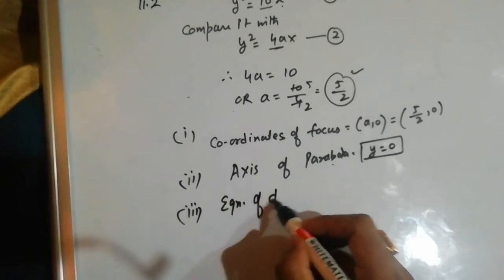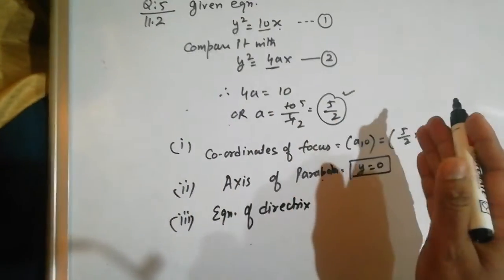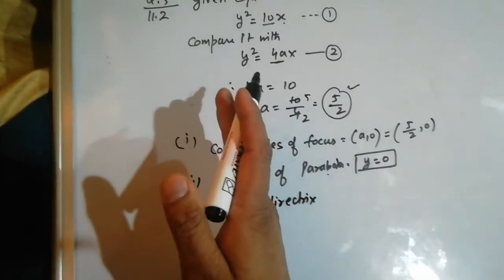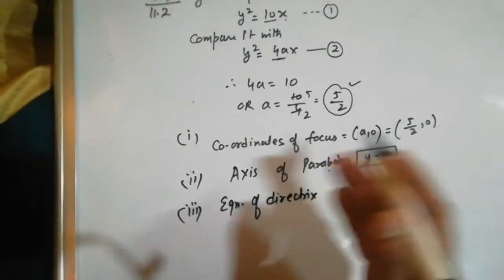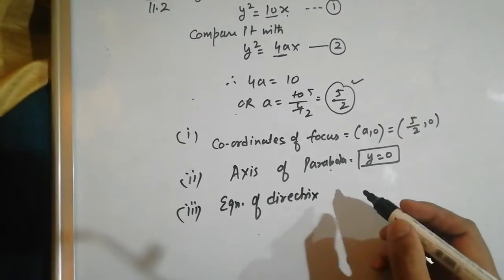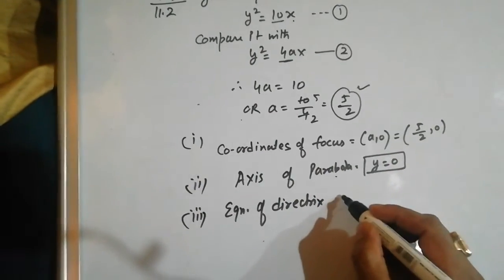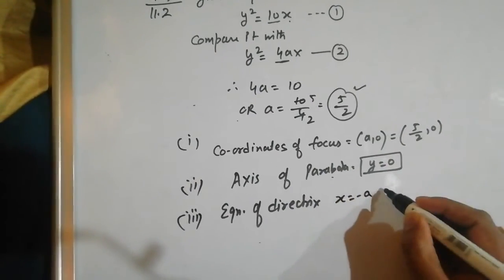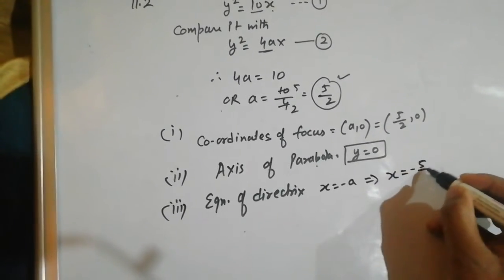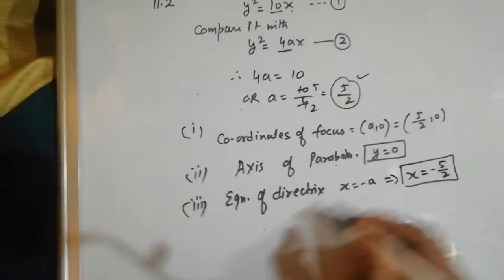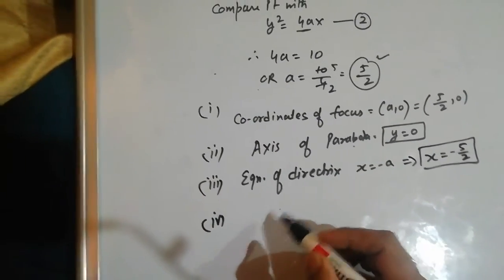Now the equation of directrix. As we know, if the parabola is right-handed, then your directrix will come on the left side, so that it is parallel to the y-axis. So the equation of a line parallel to the y-axis is x equal to minus a for the left side. So here x equal to minus a. This implies your equation becomes x equal to minus 5 by 2. And now the fourth one is the length of latus rectum.